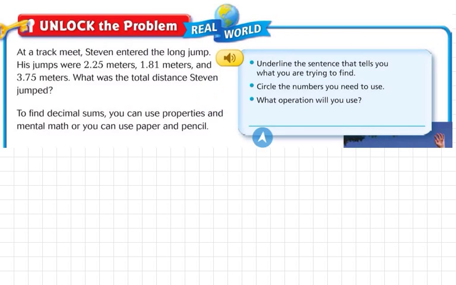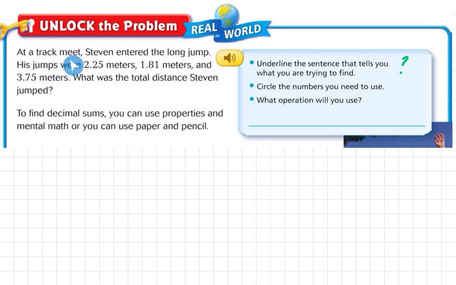So we're going to start with the unlock the problem, real world. There's several little guidelines we have on the side that we have to make sure that we take into account. First, it says, underline the sentence that tells you what you're trying to find. Boys and girls, always look for the sentence with the question mark. That's telling us what we're trying to find. Next, circle the number that we need to use. And then finally, what operation will we need to use? And when we find that operation, we're going to write it down right here. So, let's read about the problem.